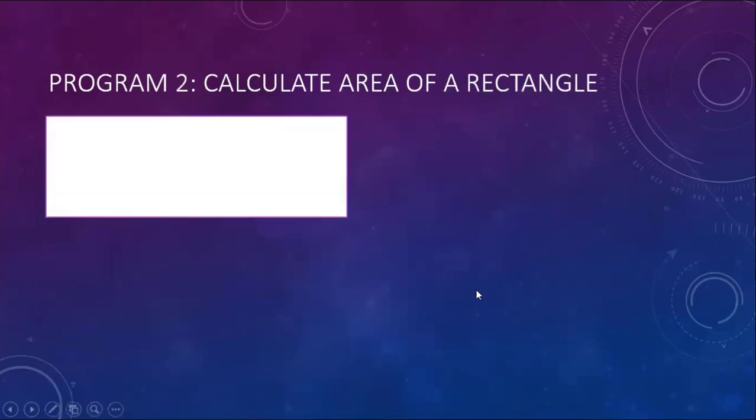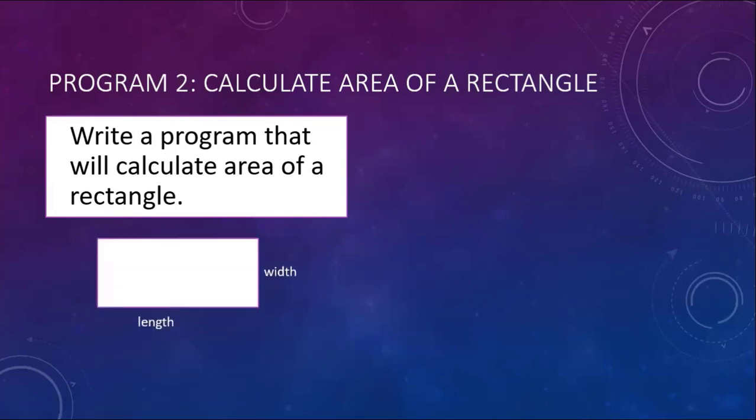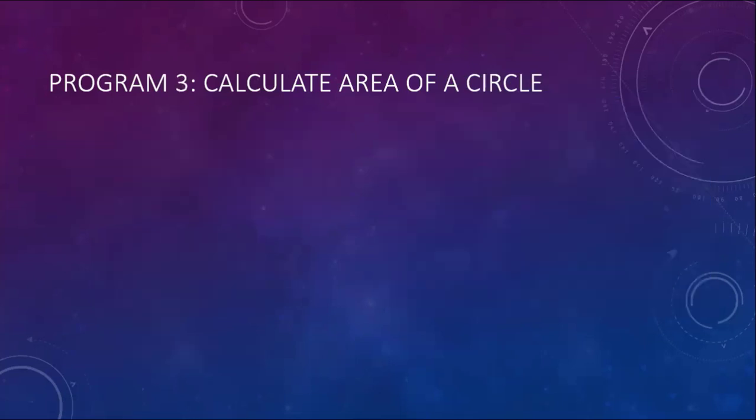Same for area. We know that for the area of a rectangle, we need length and width. In this case, area is equal to length multiplied by width. Now, if you take a look at the program for that, I start by declaring the different variables: length, width, and area. I input length and width, and then I do area is equal to length multiplied by width, and then I output the area.